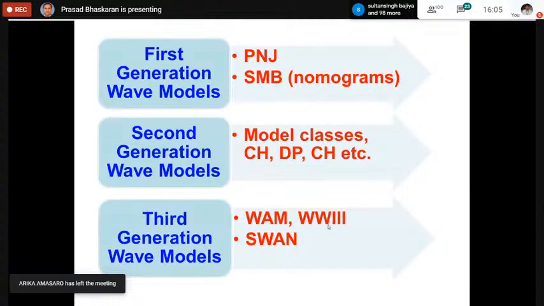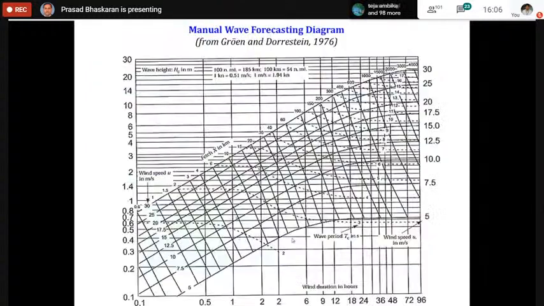Then you have WAVEWATCH 3, WW3. It stands for WAVEWATCH 3, developed by NOAA, USA. And you have another category of model called SWAN, simulating waves near shore, developed in the Netherlands. Now this is how a nomogram looks.